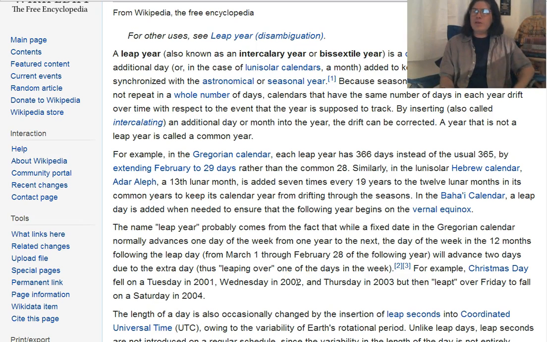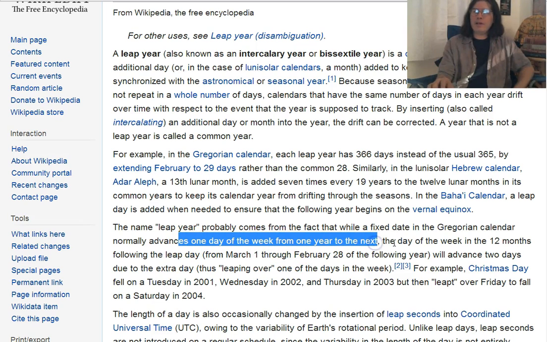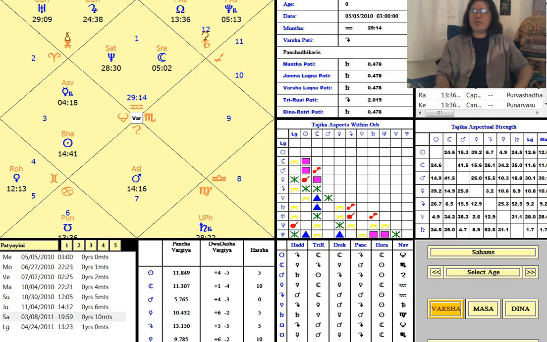And just to note, the leap year name comes because ordinarily, from 1 year to the next, the week advances 1 day. But on the leap year, the day advances by 2 days. It leaps 1 day. But let's move on to the astrological significance of all this.